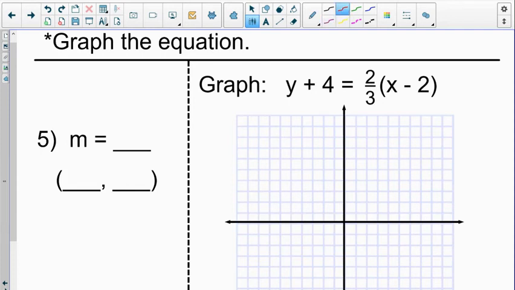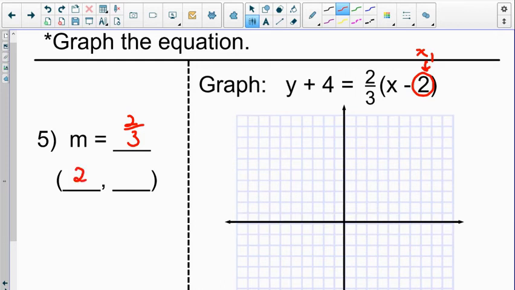All right, hopefully by now, through the examples we've done, you recognize that the slope m is just going to be 2/3. And then remembering that your x coordinate comes from the end of the equation inside the parentheses after the x minus. Now in this case, it's just x minus positive 2, not negative 2. Okay, so the x coordinate is 2.